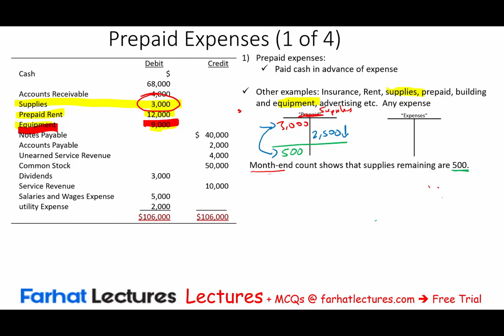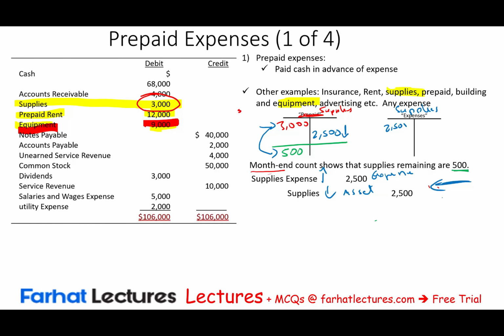So I reduce my assets, supplies. And what I do is I expense my supplies expense. So the entry will be debit supplies expense, credit supplies. So an expense went up, an asset went down. This is the asset, and this is the expense. So an expense went up, an asset went down, and this is the adjusting entry.